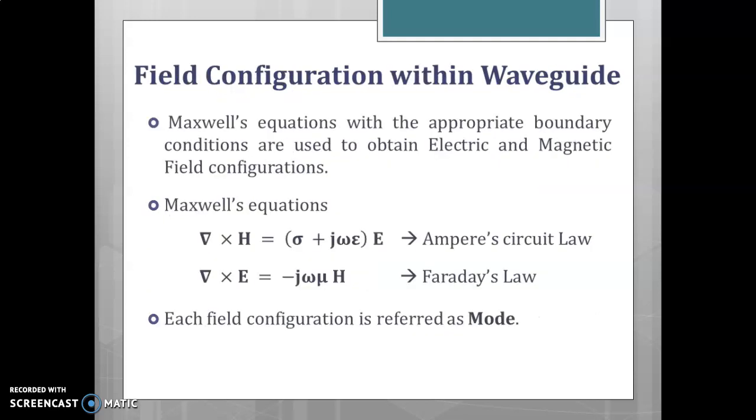And moving to the field configuration, we know that the electromagnetic wave comprises both electric and magnetic field components. To determine the electric and magnetic field components, we need to solve Maxwell's equations along with the necessary boundary conditions. There are four Maxwell's equations, but we will be using only two, that is, Ampere's circuit law and Faraday's law. I am not going into much detail in this lecture, so I'll be dealing with the derivation in later lectures.